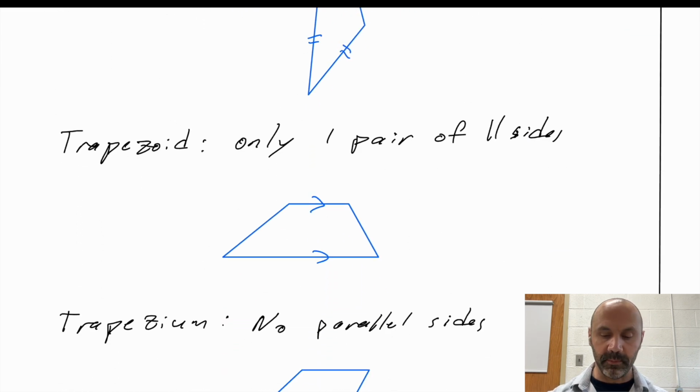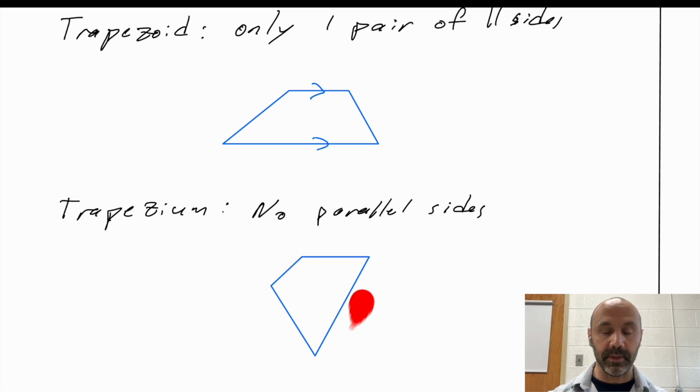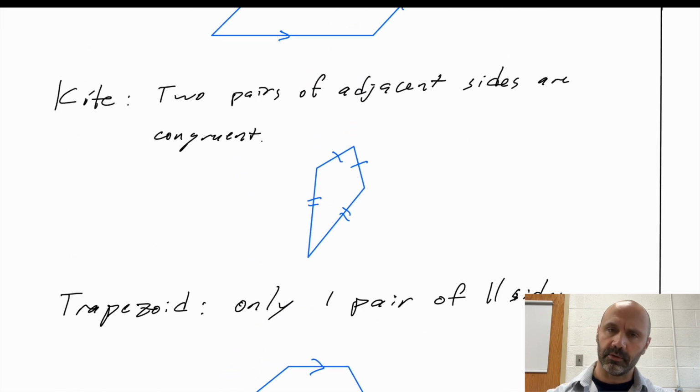A trapezoid has only one pair of parallel sides. Right? So if both pairs of opposite sides are parallel, it's a parallelogram. If you have one pair of parallel sides, then it's a trapezoid. A trapezium has no parallel sides. It's actually a little hard to draw a trapezium because we always go to drawing a trapezoid or a rectangle or a parallelogram or something like that. But anyway, no parallel sides, it's a trapezium. So that's classifying according to parallel sides, and then also the kite has to do with congruent sides.